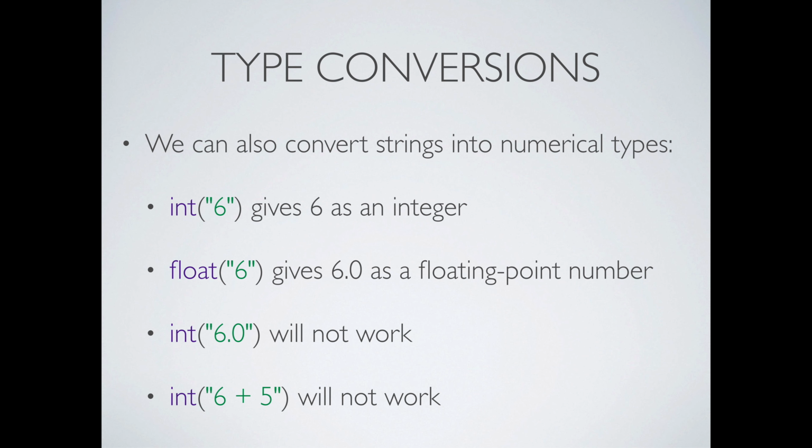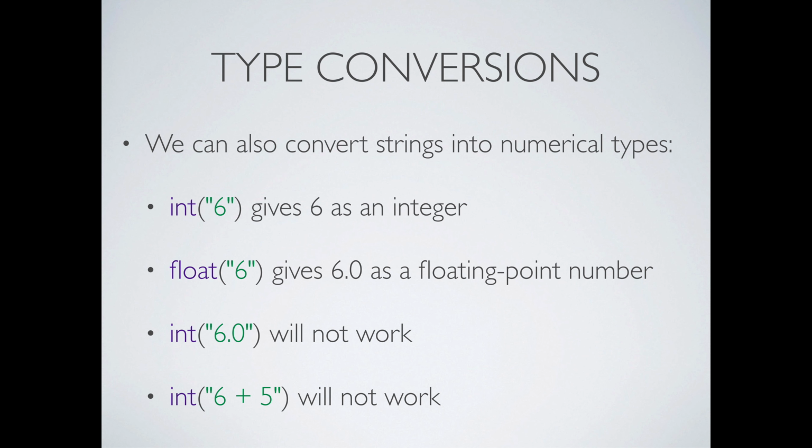You can do the same thing with floating point values, right? So if you want a floating point value instead, you use the word float, and again, these are special Python keywords that we've been talking about. So float parentheses the string that has the number in it that you want to convert. In this case, we're doing 6 again. So this will give us 6.0 as a floating point number.